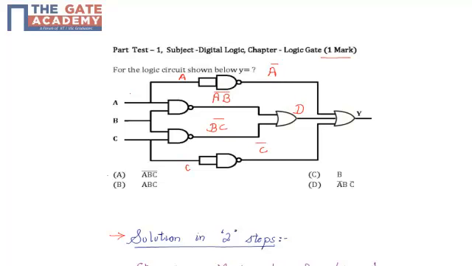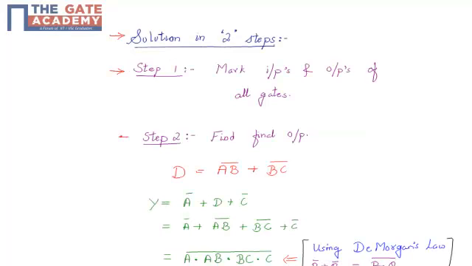Now once we are done over here, we would move to step 2, that is finding the final output. We have just seen that D is nothing but AB bar plus BC bar, and Y is equal to A bar plus D plus C bar. Let me name it as relation number 1. From this I can say that Y is equal to A bar plus AB bar plus BC bar plus C bar.